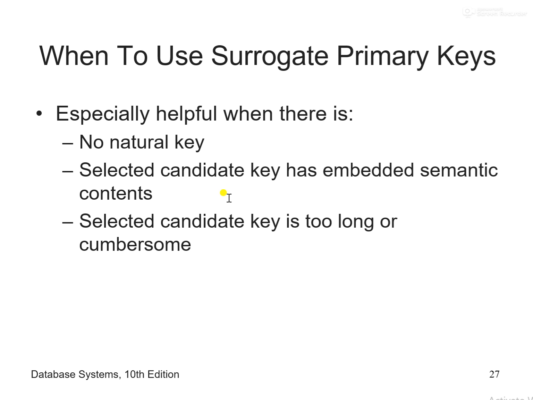Okay, what is a candidate key? A candidate key is an attribute. First you choose some attribute and see whether it works as a primary key or not. So candidate keys are those attributes which you choose to see whether they are suitable to be used as a primary key. So you select a candidate key which has embedded semantic content, or is too long, or there is no natural key that works as a primary key. In that case we go for a surrogate primary key.